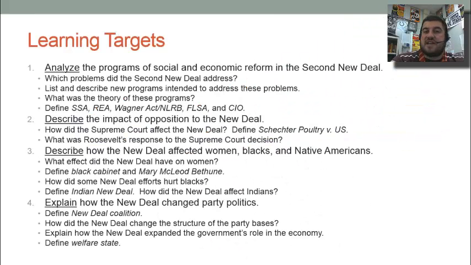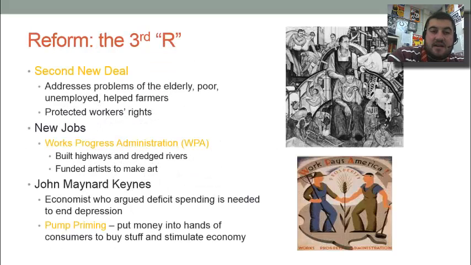Your learning targets today are to analyze the programs of social and economic reform in the second New Deal. So, what did it address, basically? We'll describe the opposition to this New Deal. We'll describe how the New Deal affected women, blacks, and Native Americans, and how it changed party politics.